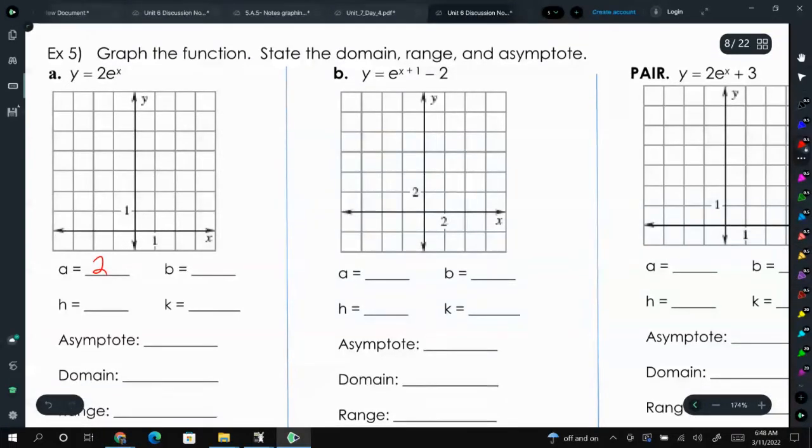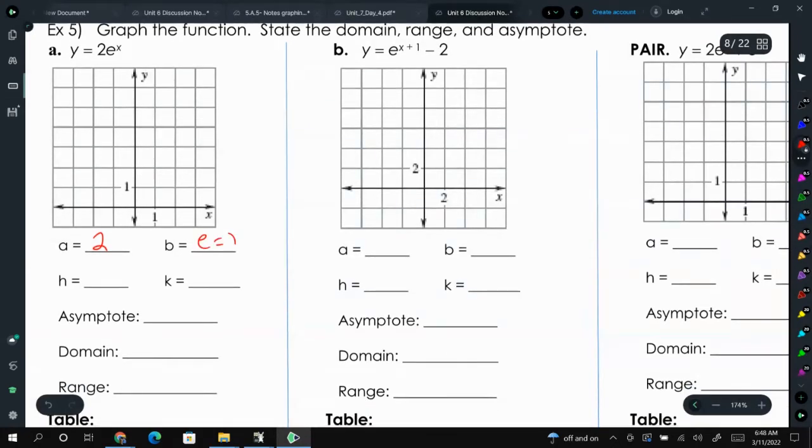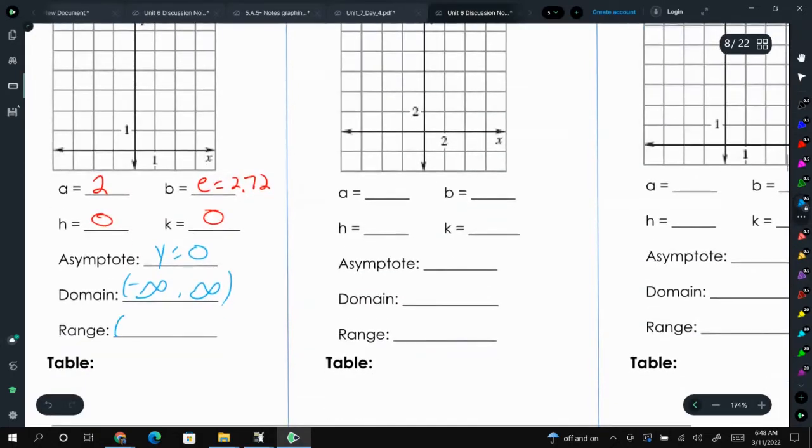So a is 2. Our b value is e, or 2.72. h is 0. k is 0. Our asymptote in this problem is y equals 0. Our domain is negative infinity, comma infinity. Range is 0, comma infinity.